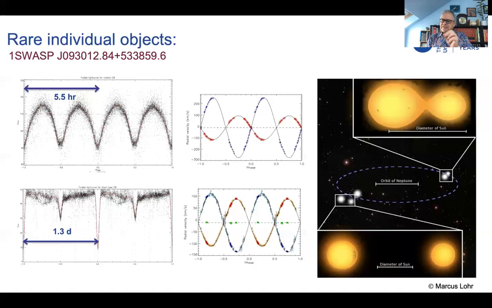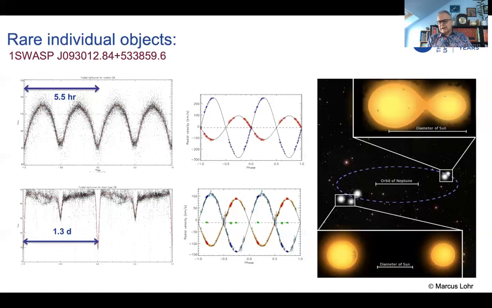But then in the same patch of sky, there's another binary, the 2 stars that are in contact, orbiting each other every 5.5 hours. And these are all in the same plane, in the same line of sight as we're looking. That's why we see them eclipsing. So what this system is, is not 1 or 2 or 3 or even 4 stars, it's 5 stars.